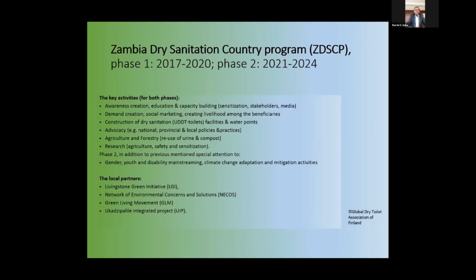So Phase 2, in addition to the previously mentioned, gives special attention to gender, youth and disability mainstreaming, and climate change adaptation and mitigation activities. So in this program, the local partners include the Livingstone Green Initiative, based in Livingstone, the Network for Environmental Concerns and Solutions, NECOS, based in Lusaka, the Green Living Movement, which is Lusaka based but operating in outlying areas, and Ukadzipalile Integrated Project, that's us.